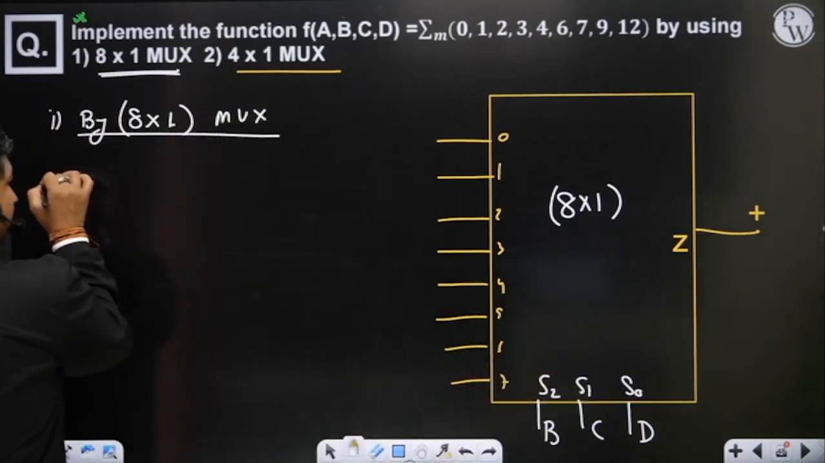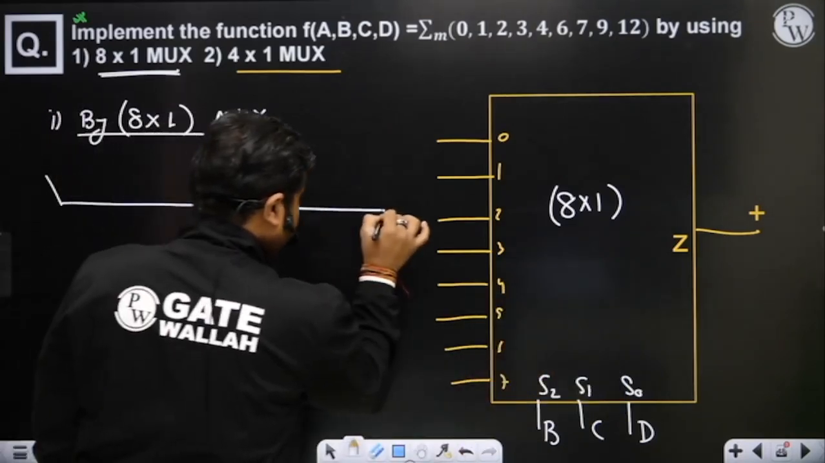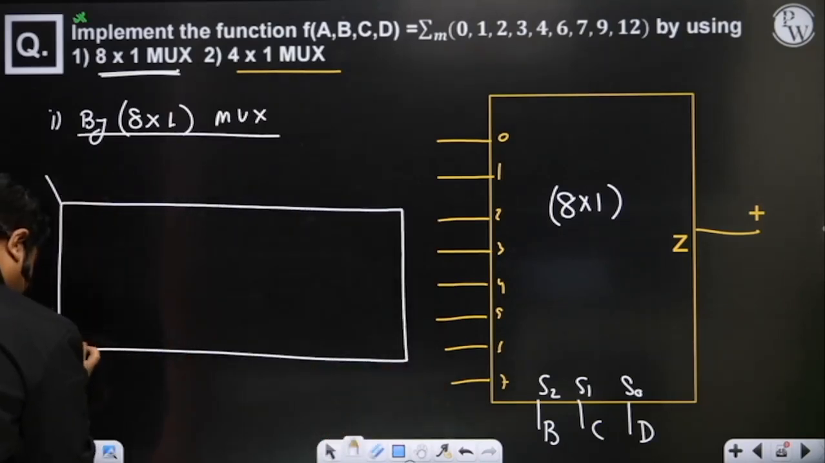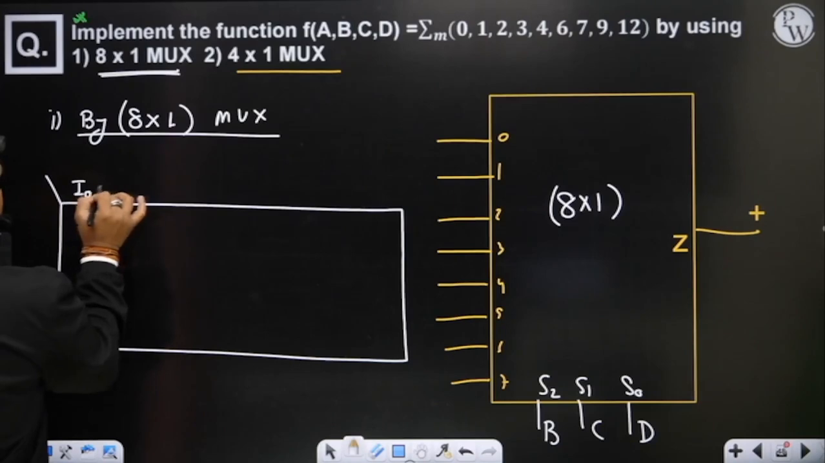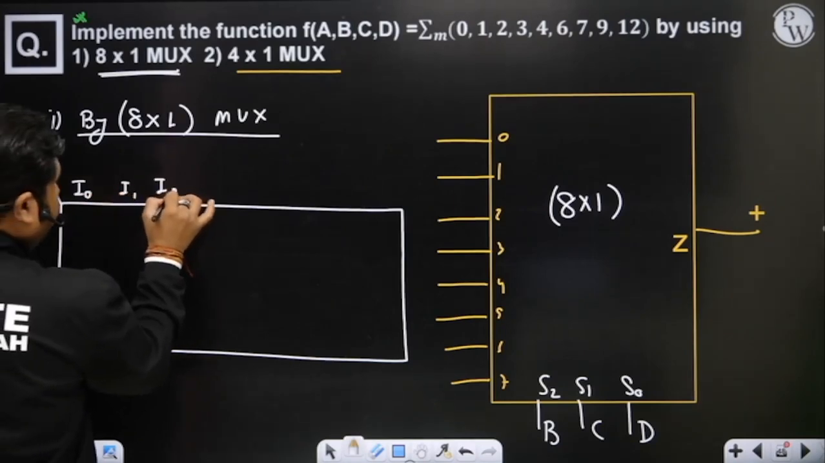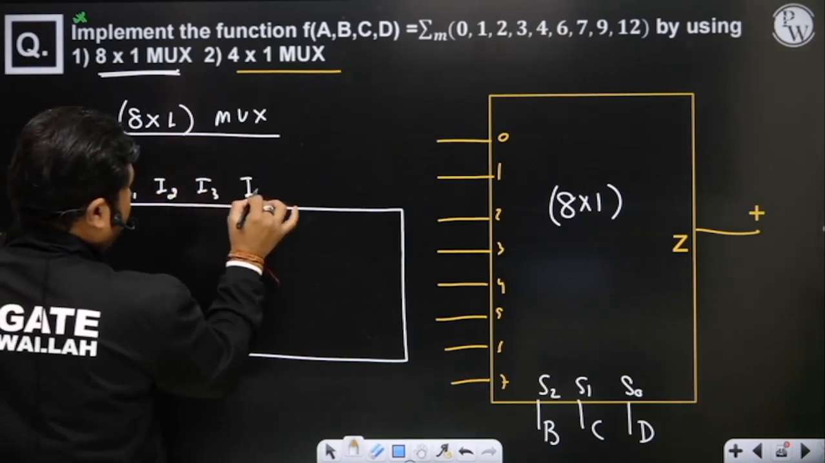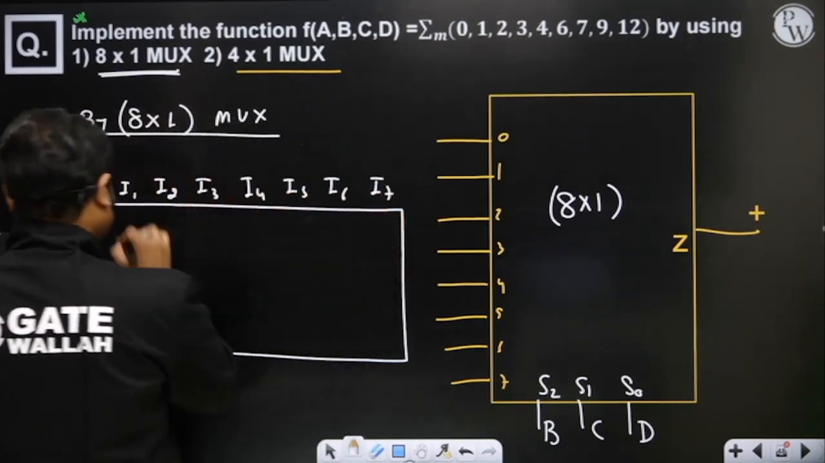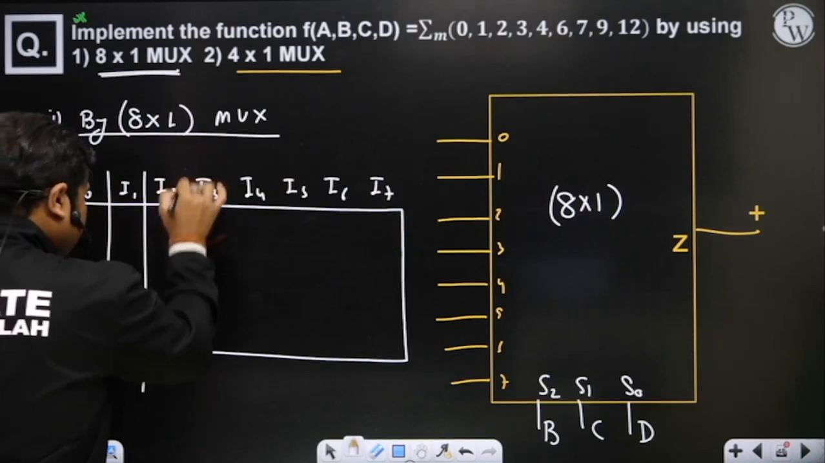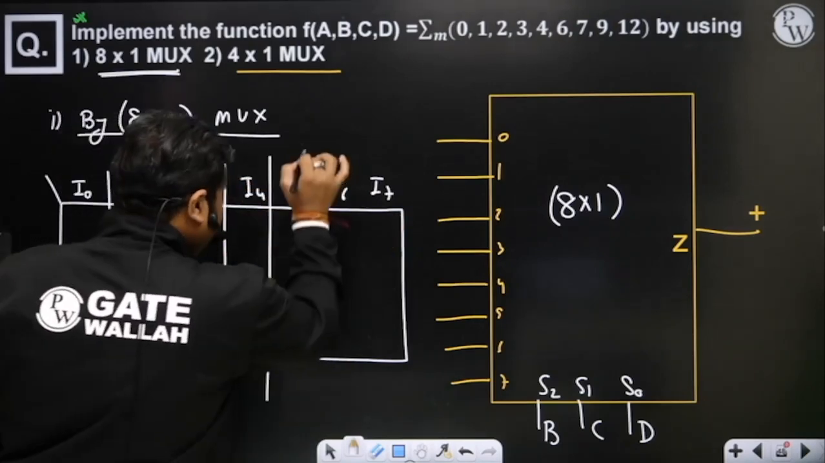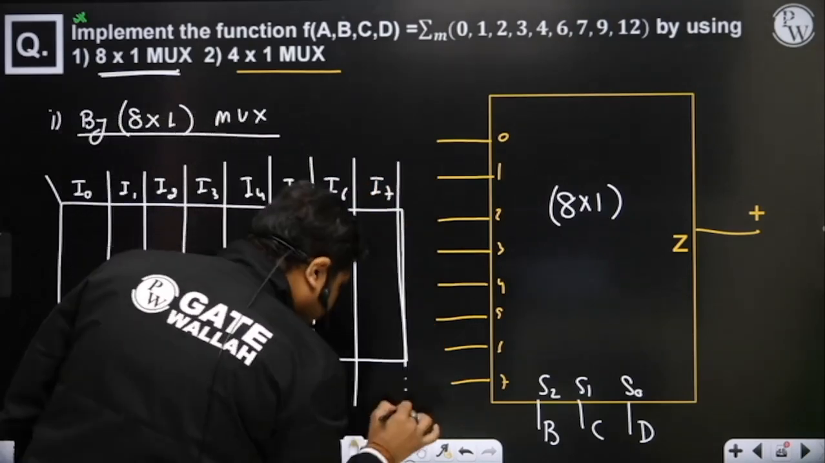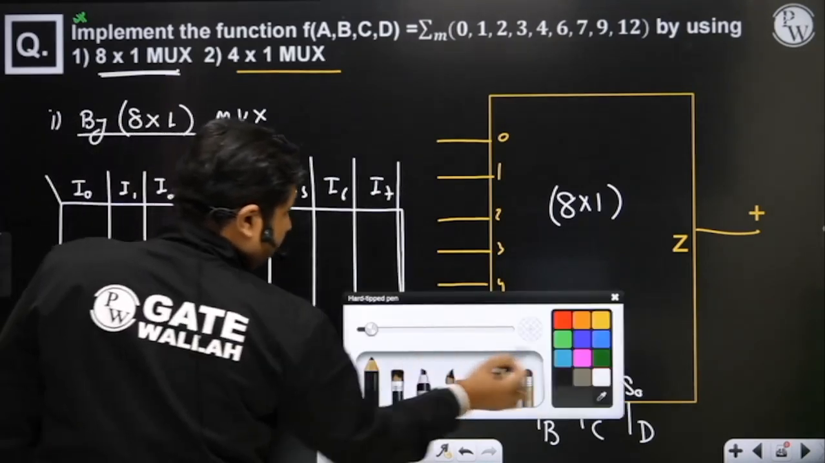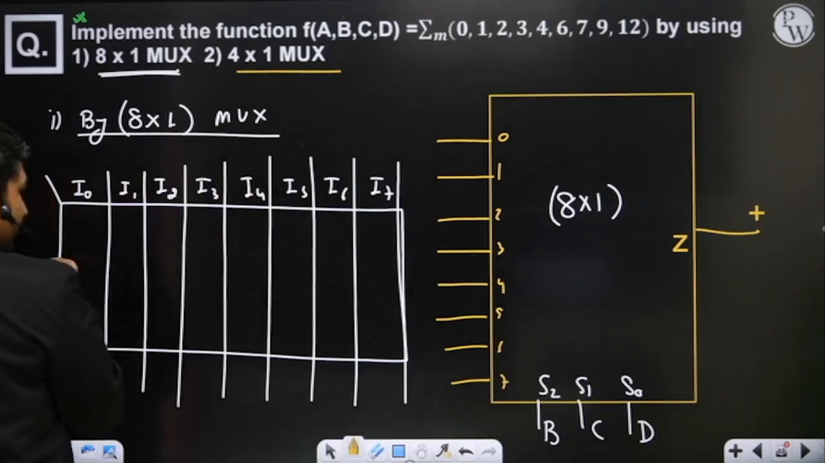we need to list the inputs of the mux in two different rows. So we have the I0 pin, I1 pin, I2 pin, I3 pin, I4 pin, I5 pin, I6 pin, I7 pin. Yes, sir, a total of 8 pins are there. So I have represented all the 8 pins here. Great, sir. So in two different rows, I'm going to list the inputs of the MUX.